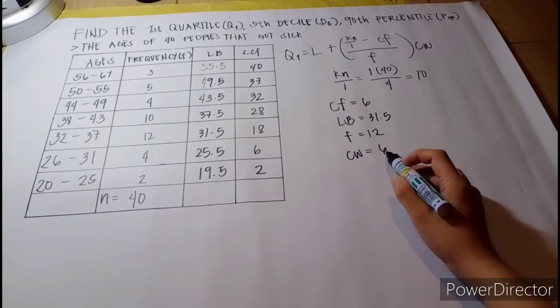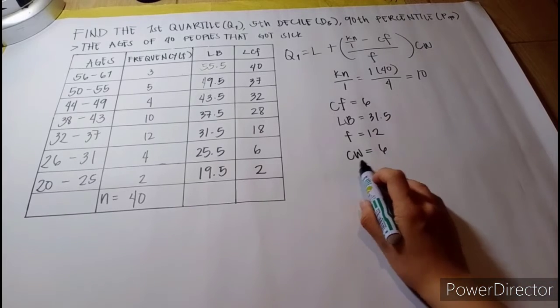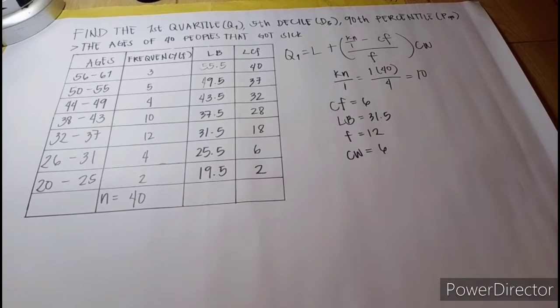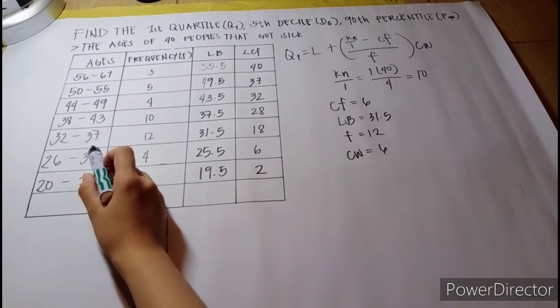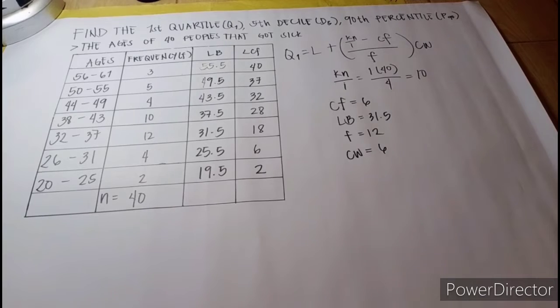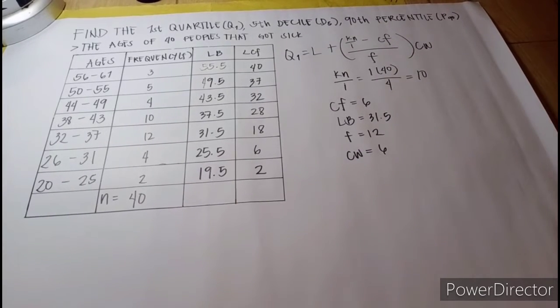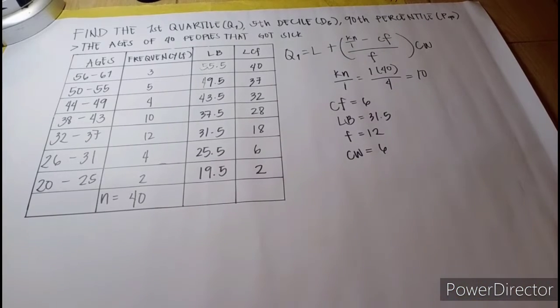In order to get the CW, or the class width, we have to count or subtract the ages 32 to 37, this one. So 32, 33, 34, 35, 36, 37. So that is 6. After that, we have to substitute the given values in the given formula.